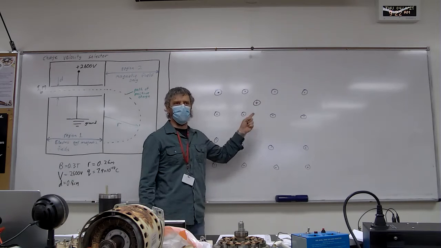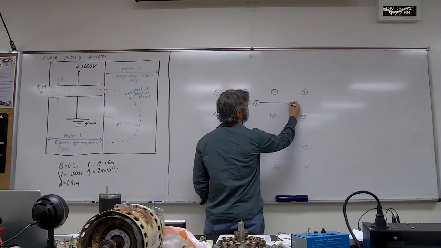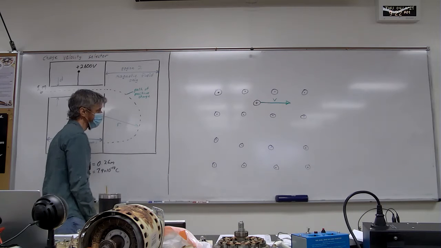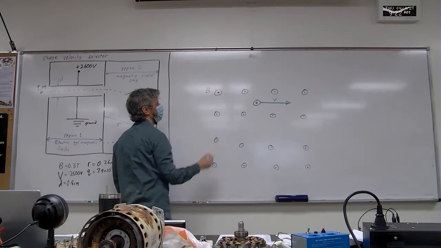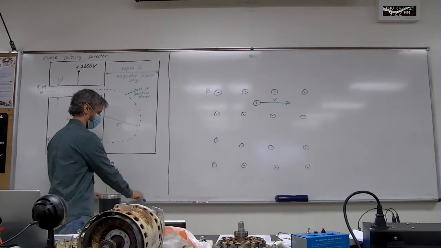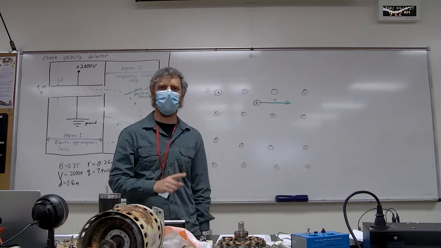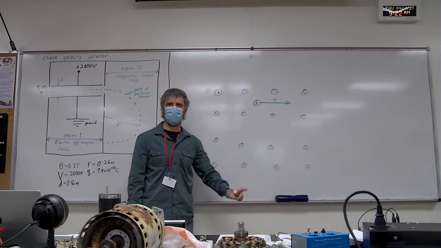Let's say we have a positive charge that's moving within this uniform magnetic field that has a speed v. The magnetic field is pointing out towards you guys. And I want to determine the direction of the magnetic force. What direction does the magnetic force on this charge point?